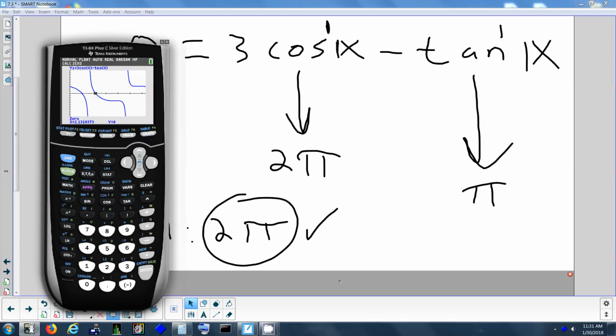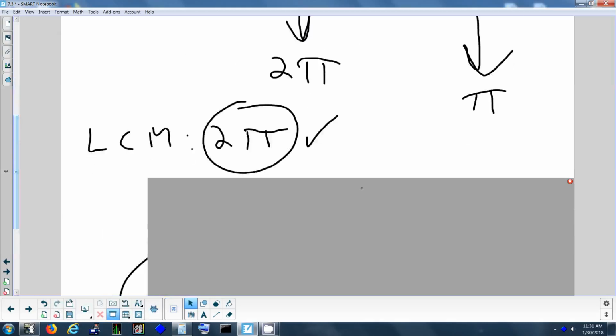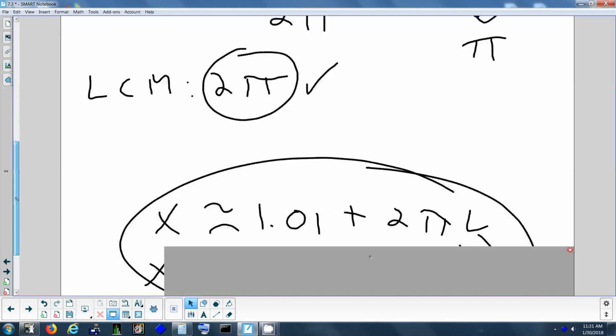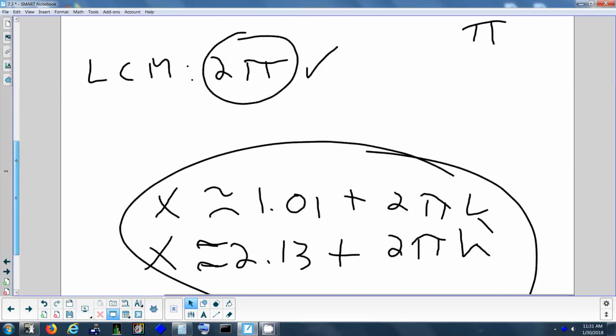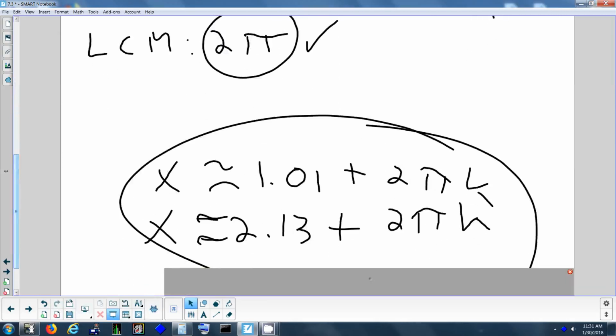One of the solutions is 2.13. The other one is 1.01. Does anybody need me to find the other one? You just do second calc 0 again. Take each answer and make sure you tell me that they repeat every period. Any questions on that one?